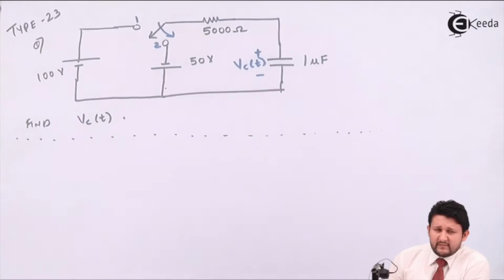But I'm talking about in terms of inductor. If I need to find a voltage, I need to apply KVL. In a capacitor, if I need to find voltage, I need to apply KCL. So keep that point in your mind. So let's solve it, my dear friends.